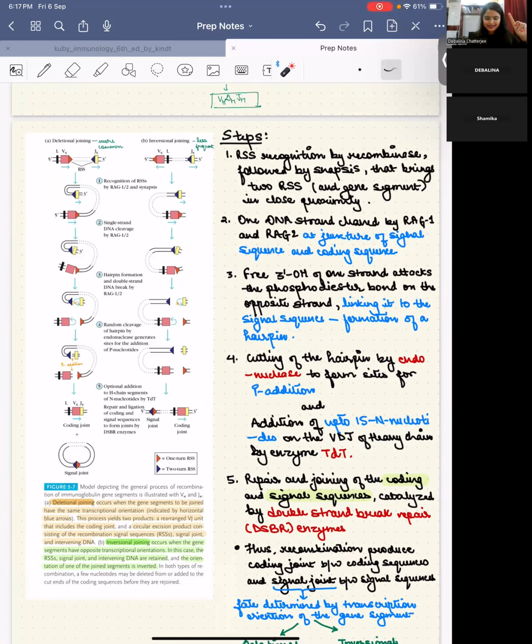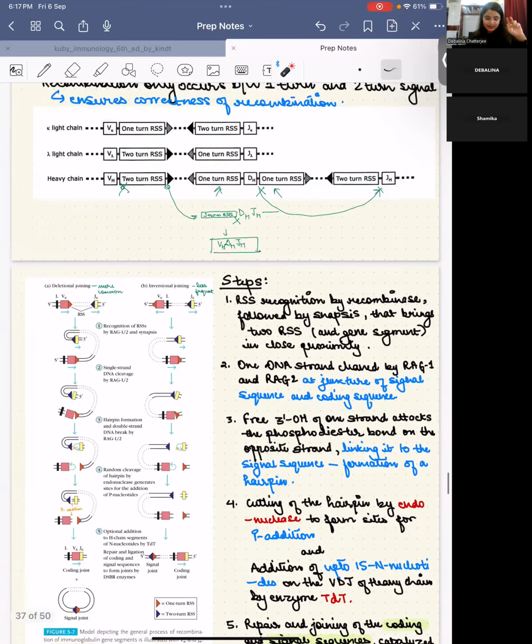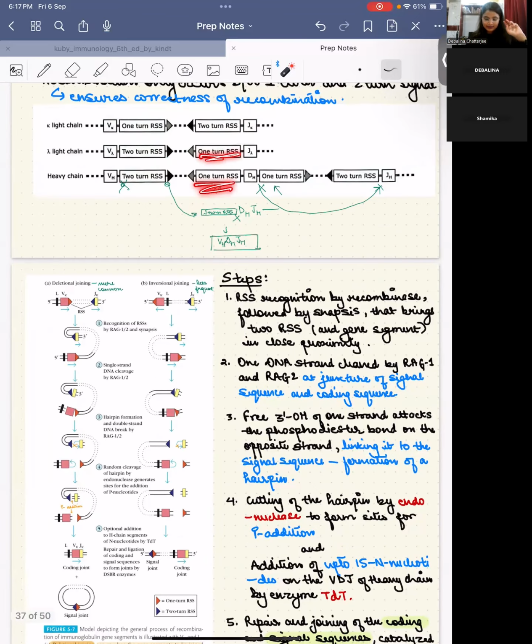So we have an RSS signal which can be recognized by the recombinase, which is the enzyme that is actually mediating this entire process. Recombinase, which is your RAG1 and RAG2, right? So what does it do? This RAG1 and RAG2 recognizes all these RSS sequences here.